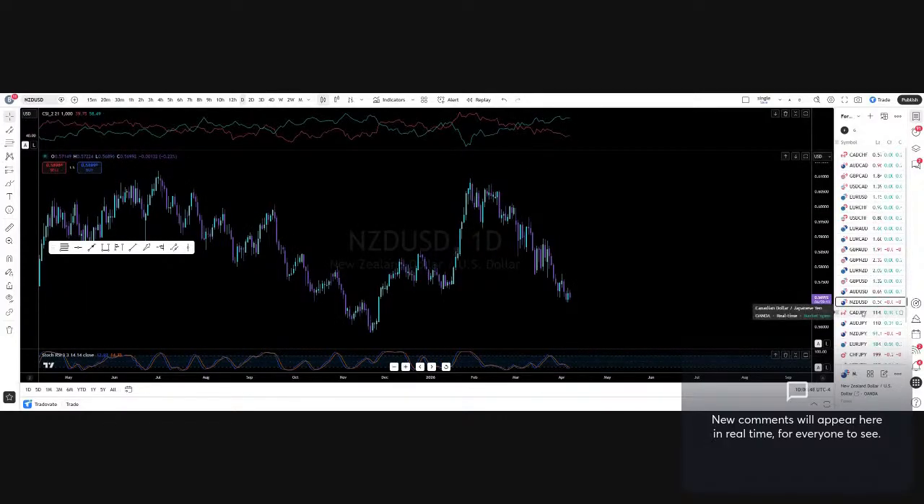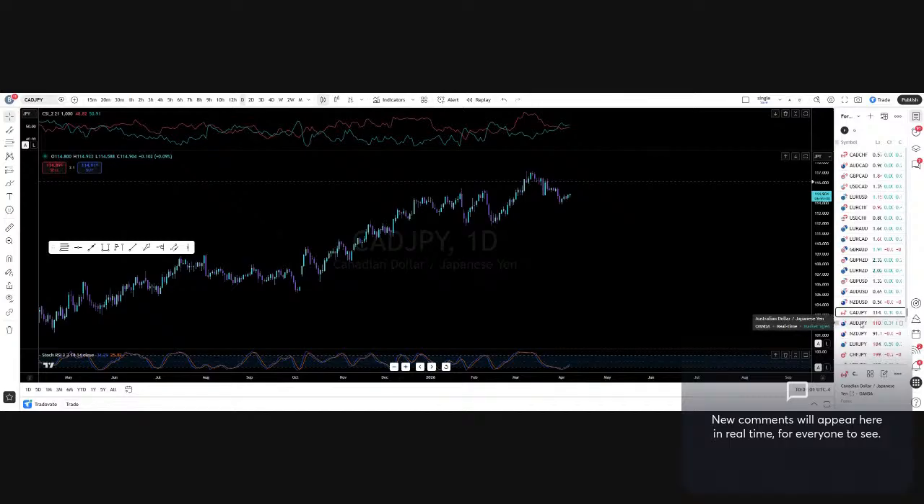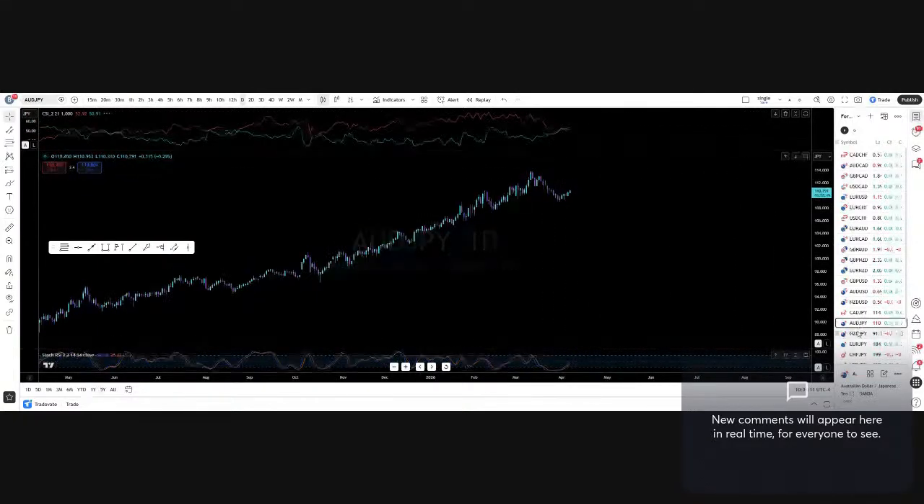So the New Zealand dollar USD just continues to tank. And again, our last sell signal was back here on March 2nd. This just continues to go down. Canadian dollar yen, again, kind of flat right now. We did have some sell signal here, but not really much going on at the moment.